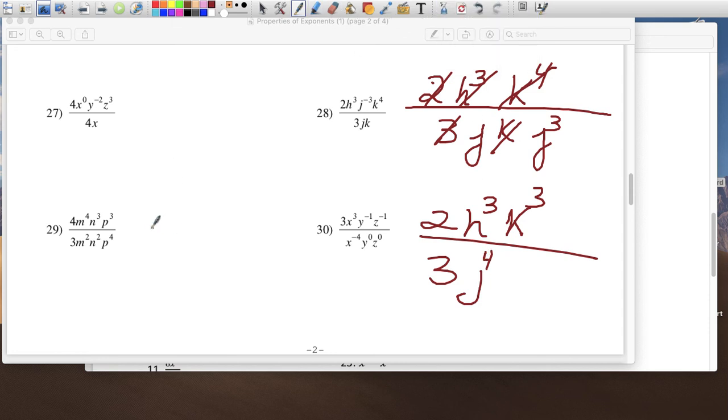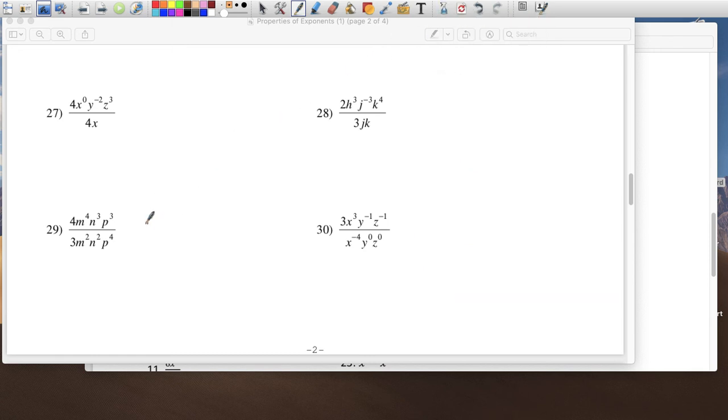And that would have been my answer. 29. 29 is actually nice because I don't have to throw anyone anywhere, up or down, numerator, denominator. So I'm just going to have 4/3. Look at the m's. One's m to the 4, the other m squared. There are more m's on top, so I know that I'm going to have 2 m's left over here. And there's 3 n's on top, 2 n's at the bottom, which means I'm going to have 1 n left over here. P to the 4, there's 4 p's and 3 p's being multiplied on top, so these 3 p's will cross out with 3 p's over here, but I'm going to have 1 p left over. That's my final answer.